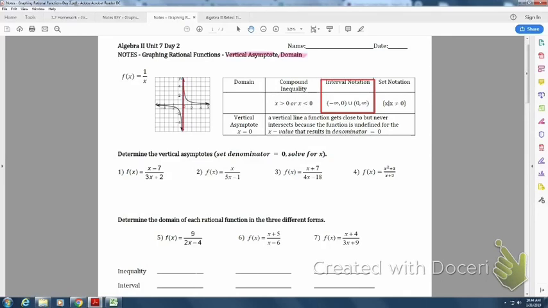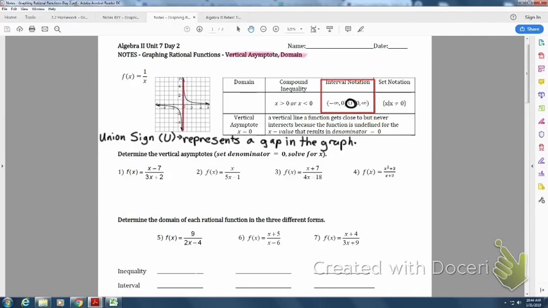One thing I want to talk about, since interval notation is how you're going to see me write it, that symbol right there, that is what is called a union sign. And all that does is it represents a gap in the graph. Okay.